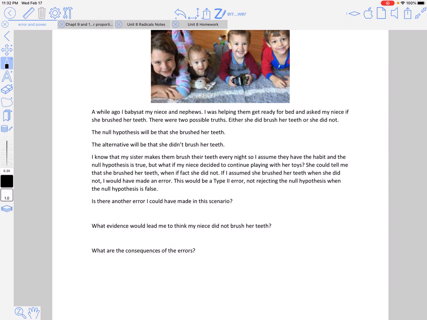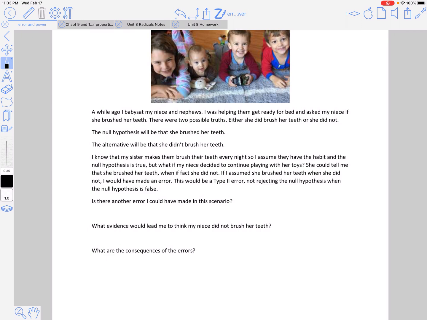So think of the consequences of these errors. Back to the type 2 error: if I assume she brushed but she did not, she could get cavities, right? So that's one of the consequences. Another consequence: what if I say, you know what, I don't think you brushed your teeth when she really did? She might not trust me. It's kind of annoying that I'm calling her a liar, basically, right?